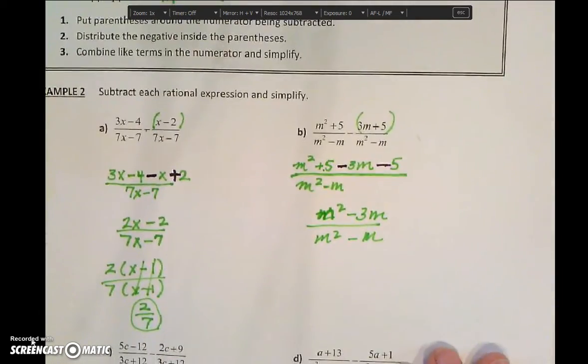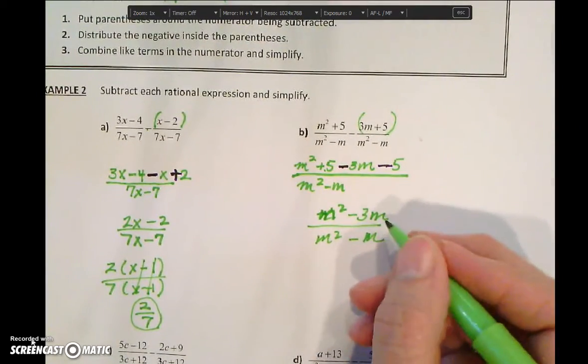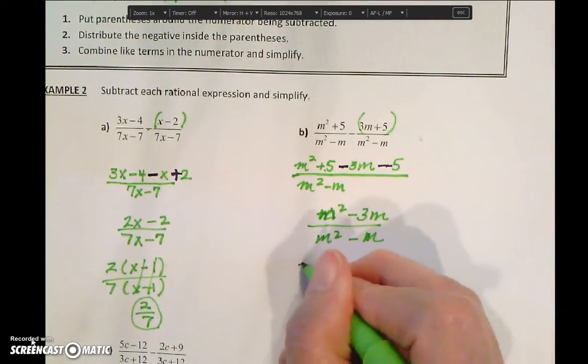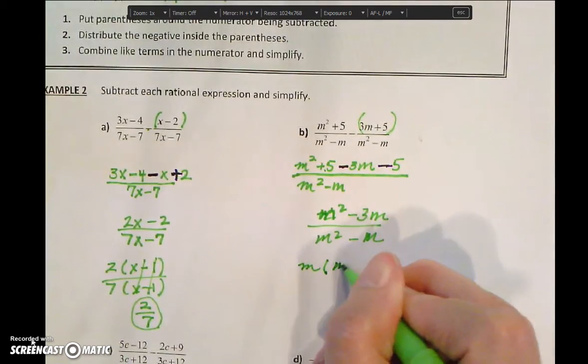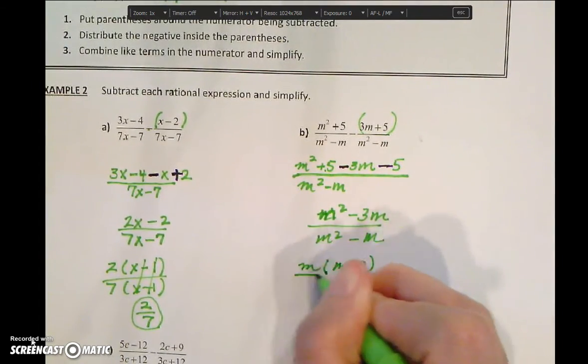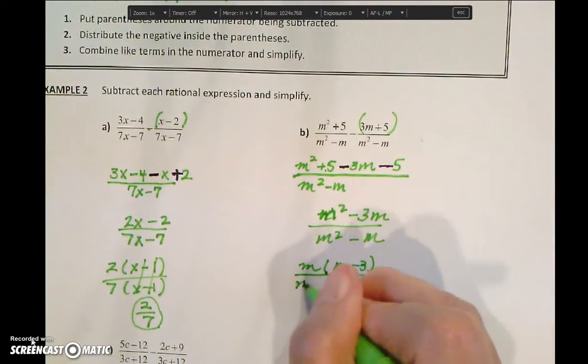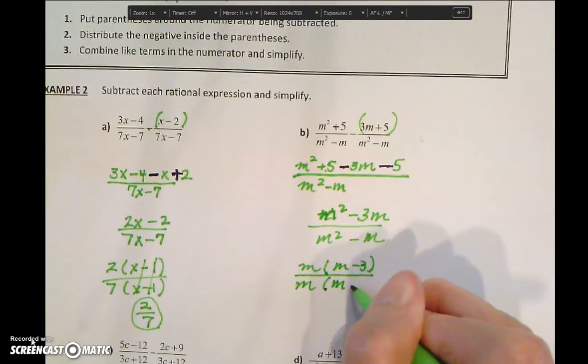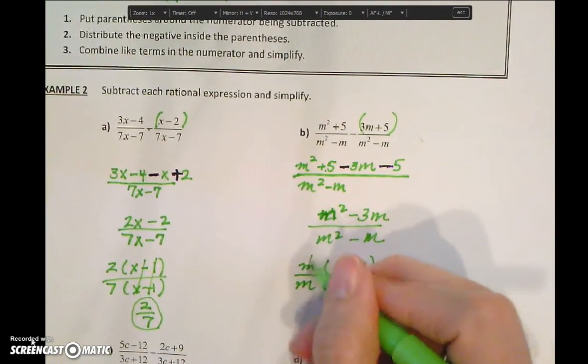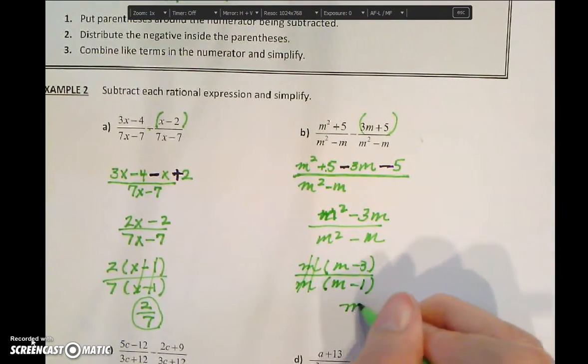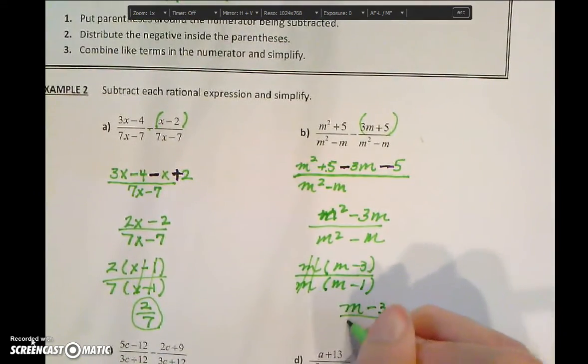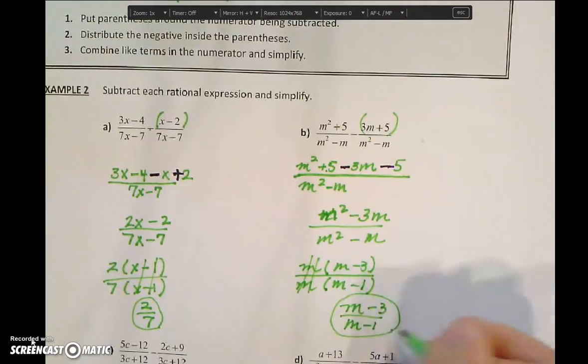All right, so once I add, I'm ready to simplify. So I'm going to take an m out of the numerator, and I'm left with m minus 3, and an m out of the denominator, and I'm left with m minus 1. So my m's cancel, and the final result is m minus 3 over m minus 1.